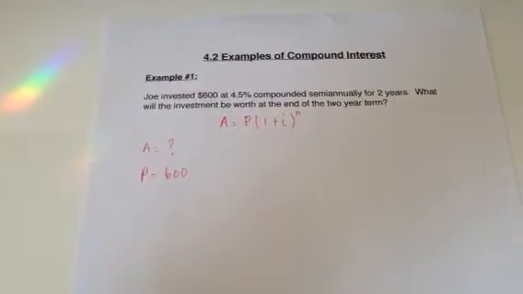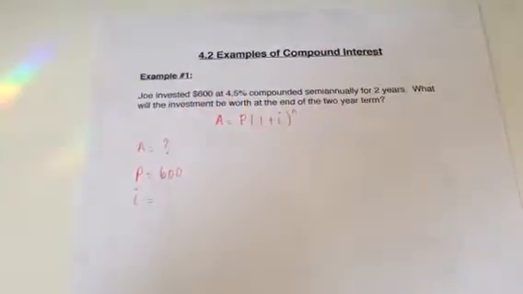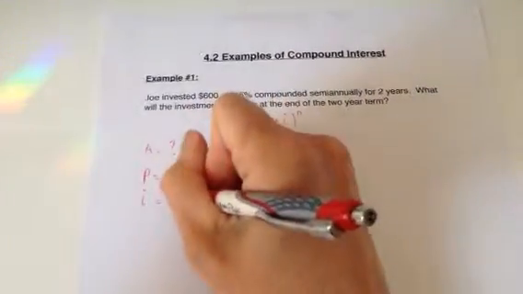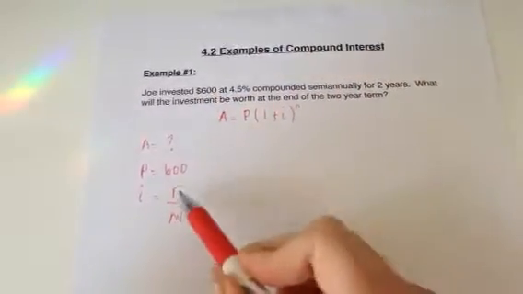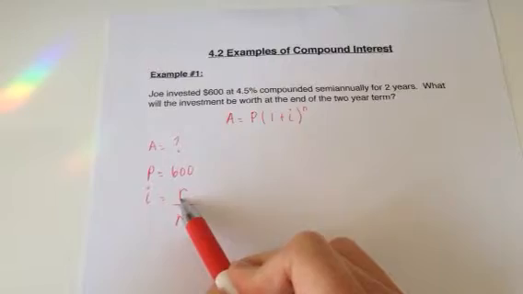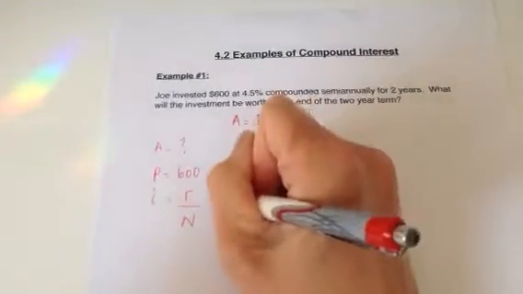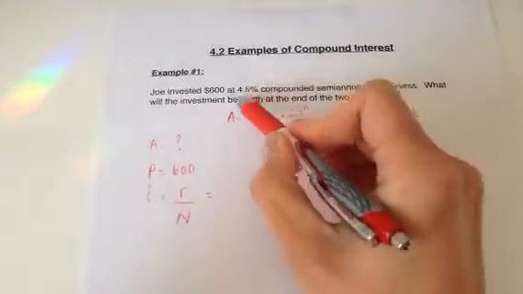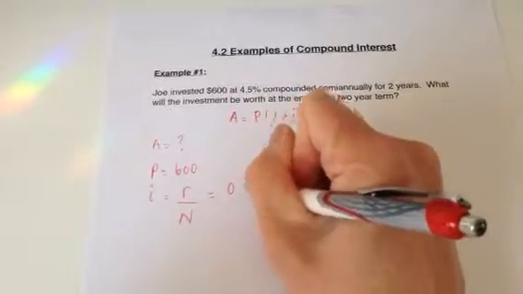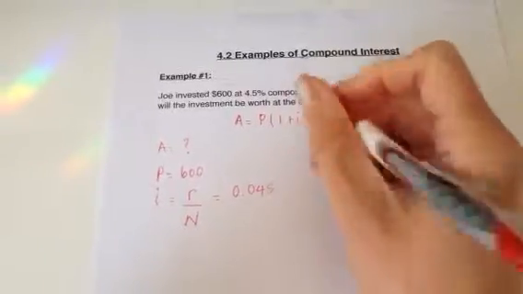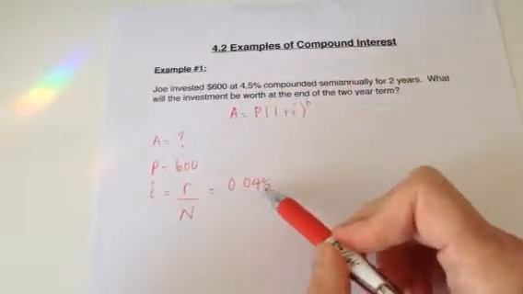Okay, then we have i, which is our interest rate. Now our interest rate is calculated by doing r over n. r is your rate in a decimal, and n is the compounding period. So our rate here is 4.5%, which in a decimal is 0.045. Remember, you can calculate this by dividing by 100 and you'll get 0.045.